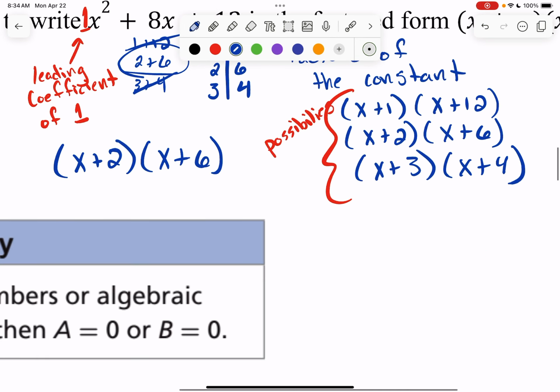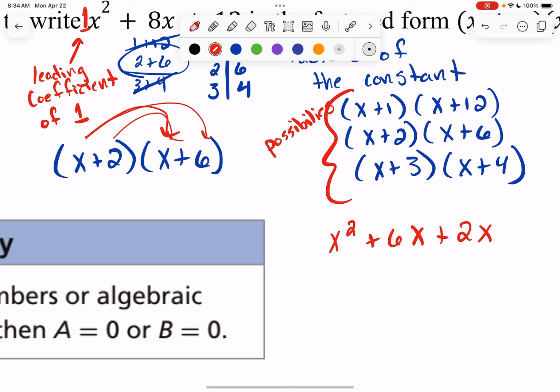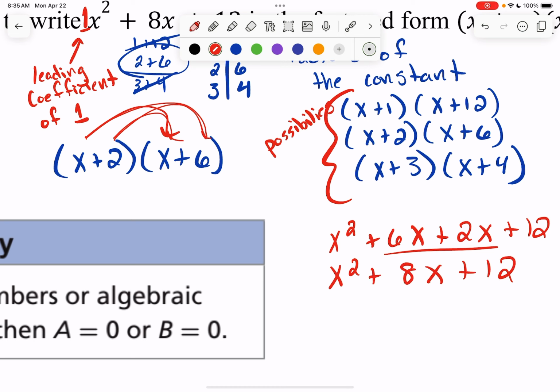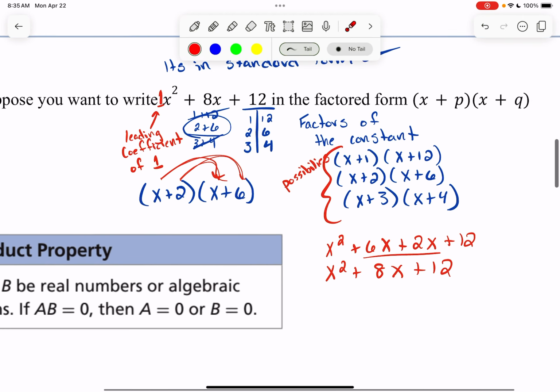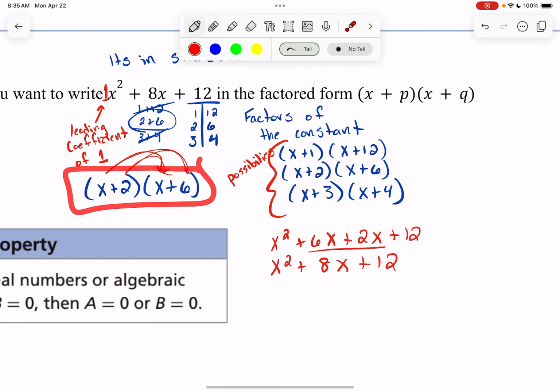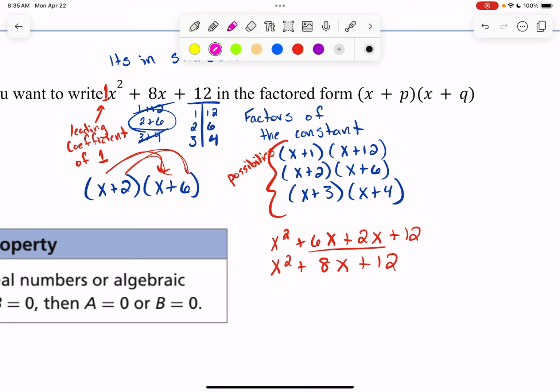I always then like to check my work off to the side and distribute this out. X times x is x to the second. X times 6 is 6x plus 2 times x is 2x plus 2 times 6 is 12. I end up with x squared, these two will add to 8x, plus 12. Yay, I found it. So we want to factor it, meaning these are the two things I multiply. The two factors are x plus 2 and x plus 6. Those whole things are the factors.